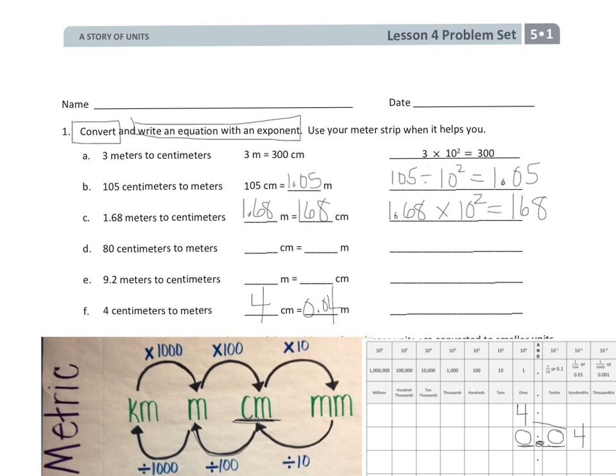As a problem, we did 4 divided by 100. We divided by 100, which is also 10 to the power of 2, practicing those exponents, which then gave us 0 and 4 hundredths. All right, so moving on to 2.